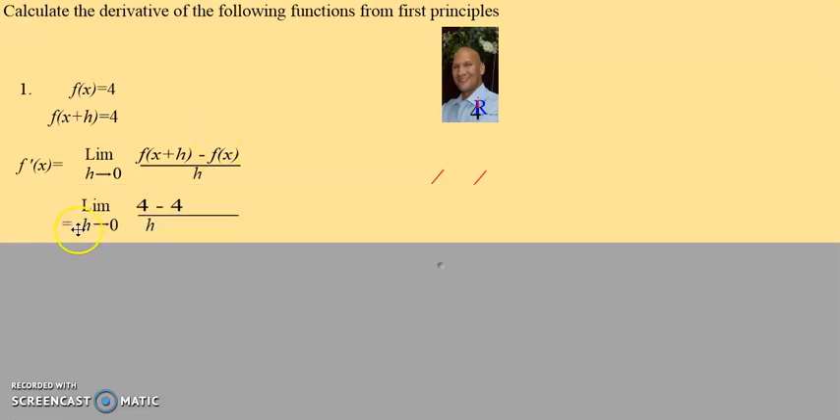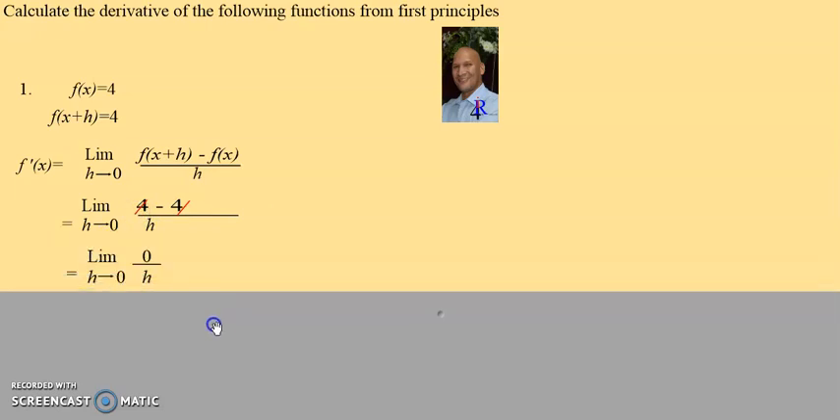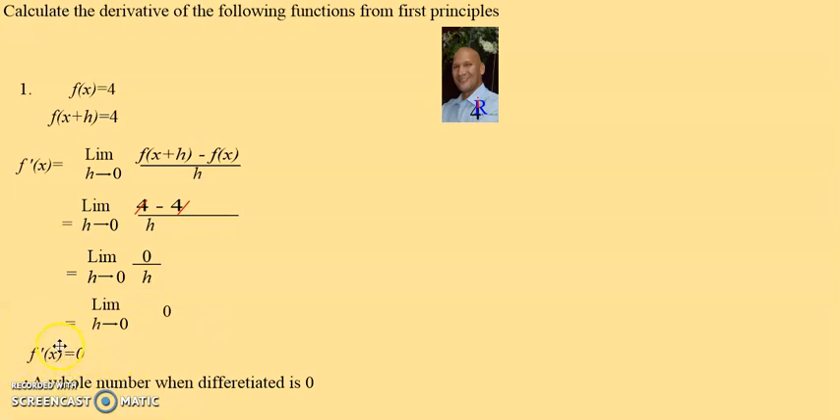So we continue to say f prime x is equal to the limit as h tends to 0 of 4 minus 4 over h. What happens now? 4 minus 4 is 0. 0 over h. Thus f prime of x is equal to 0. Thus we can conclude a whole number, when it is differentiated, is 0.